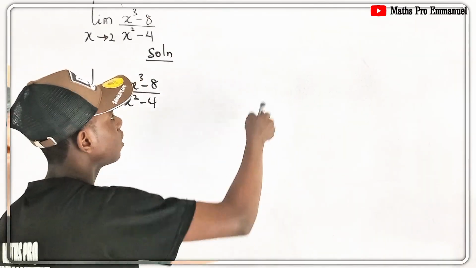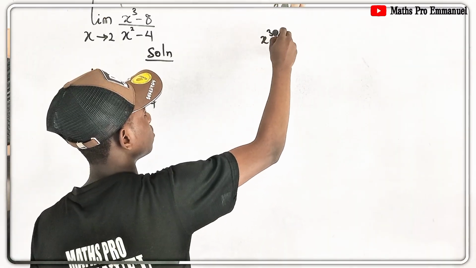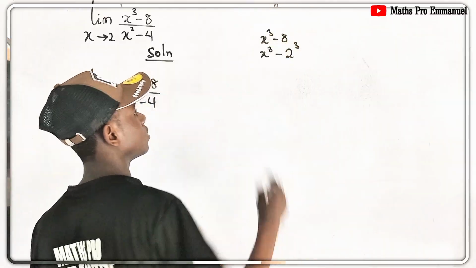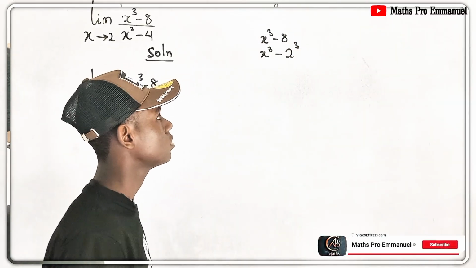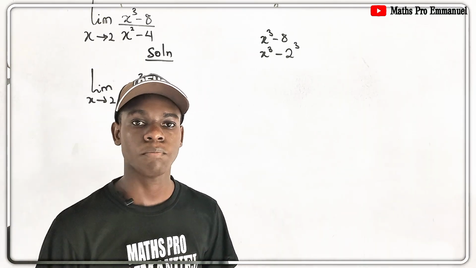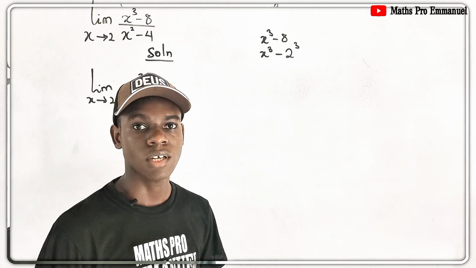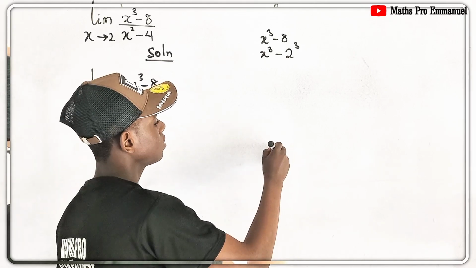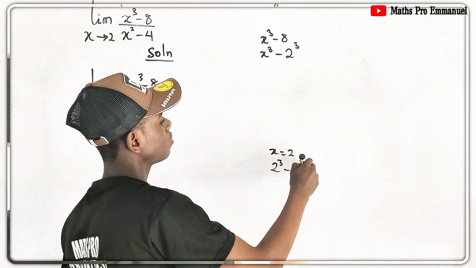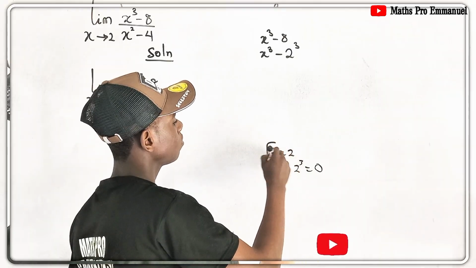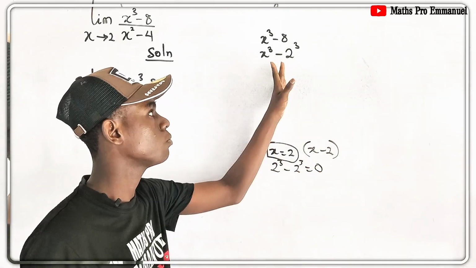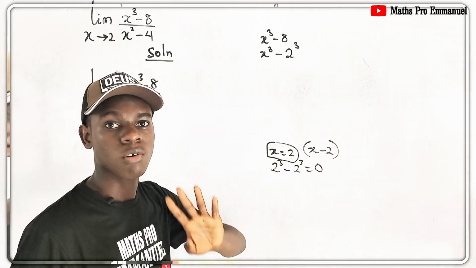So for the numerator, I want to factorize x cubed minus 8. This is the same thing as x cubed minus 2 raised to the power of 3. So x minus 2 is a factor. If x minus 2 is a factor, that means x is equal to 2, and if I put 2 in place of x, I'll have 2 cubed minus 2 cubed, and I'll have 0. So since x is equal to 2, then x minus 2 is a factor of this polynomial, so I'm going to divide it using long division of polynomials.